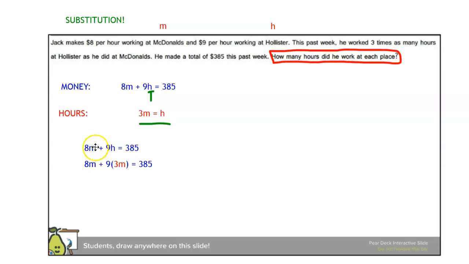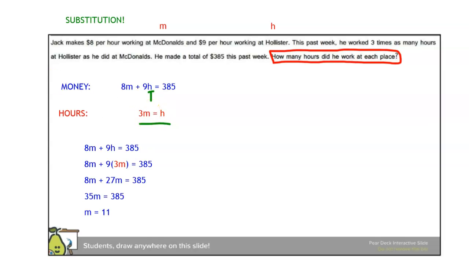Now I'm going to solve for m in this equation. And in this case, I didn't even have to use distributive property. 9 times 3 is 27. Combine like terms to give us 35m, and divide it by 35 to get m is equal to 11. Now, if I know that m is equal to 11, I can substitute it into this equation to get the number of hours at Hollister.